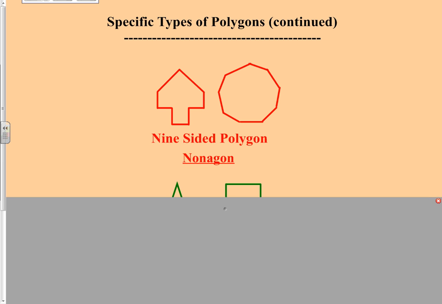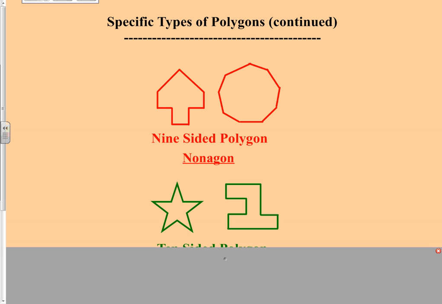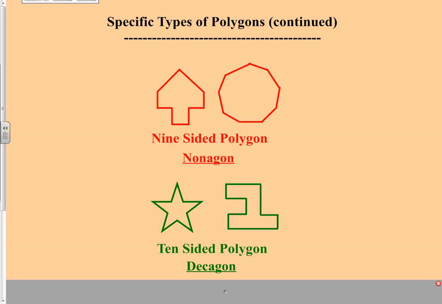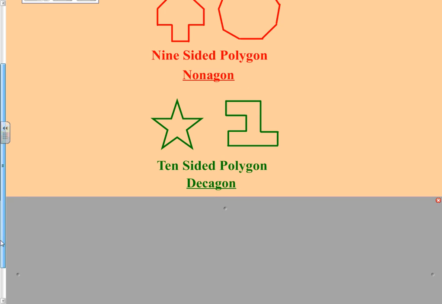And then most people are familiar with the last specific name that we have for our polygons, and that is for 10 sides. And of course, a 10-sided polygon is called a decagon. Most people know this because of the term decade. Decade is 10 years.